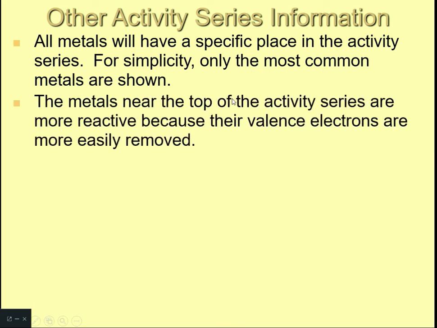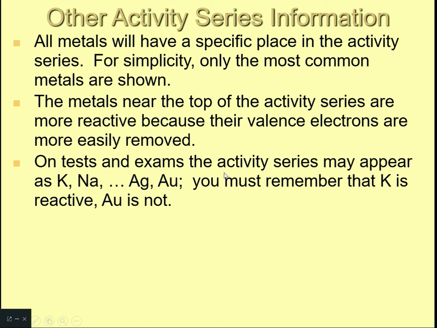But metals near the top of the activity series are more reactive, because their valence electrons are really, really loose. That goes back to when we were talking about ionization energy. They have a much lower ionization energy. Those electrons are easy to pop off. On tests and exams, the activity series may appear, and you must remember that potassium and the alkali metals are at the top, and silver and gold are at the bottom.